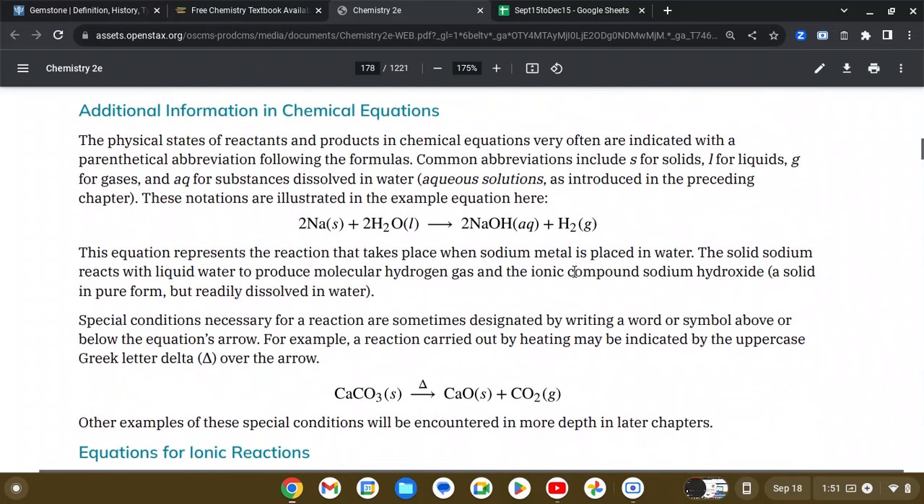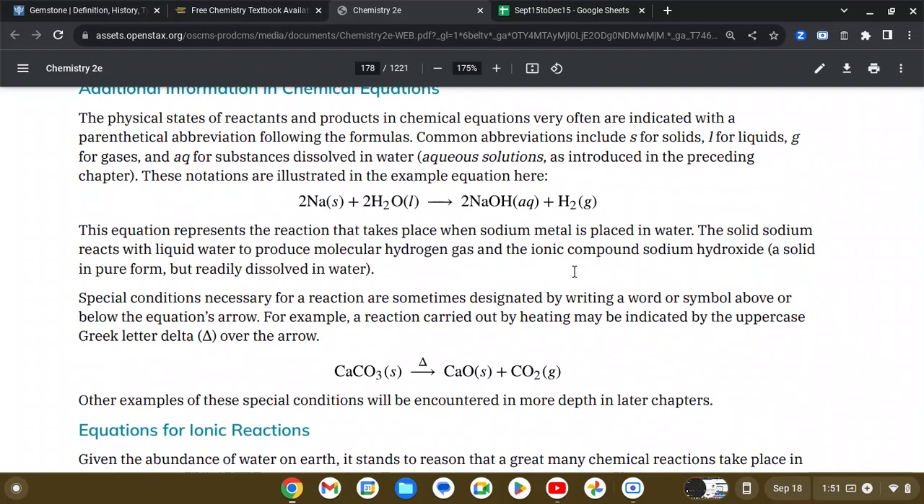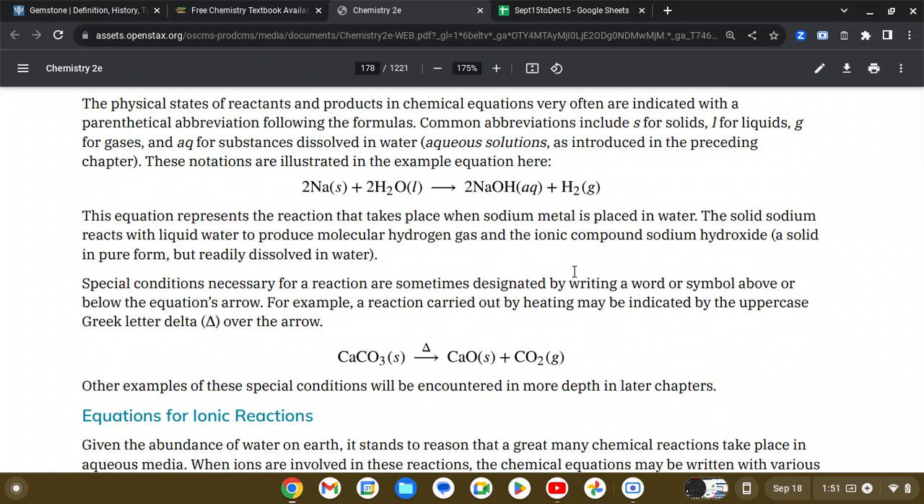Additional information in chemical equations. The physical states of reactants and products in chemical equations are very often included or indicated with a parenthetical abbreviation following the formulas. Common abbreviations include s for solids, l for liquids, g for gases, and aq for substances dissolved in water. Aqueous solutions are introduced in the preceding chapter. These notations are illustrated in the example equation here.